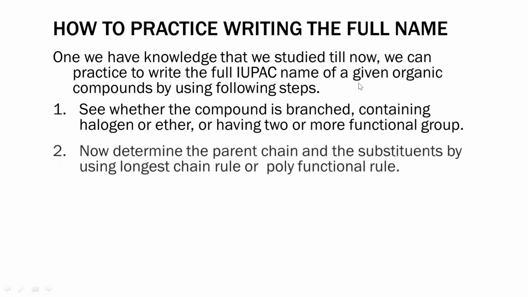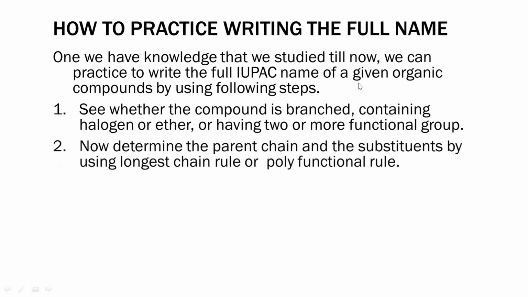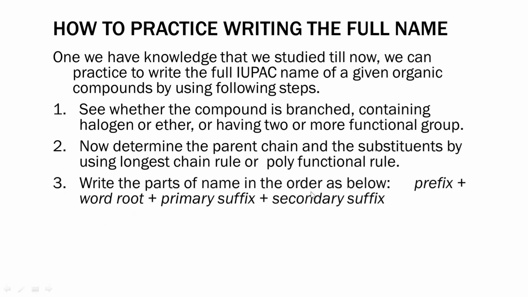Then now determine the parent chain and substituents by the longest chain rule or polyfunctional rule. So whenever we have a branched compound, then we use the longest chain rule to determine the parent chain and the substituent. And whenever there are 2 or more functional groups, you use the polyfunctional rule to determine the parent chain and the substituent. Alright, and if there are halogen and ether, also we use the longest chain rule to determine the parent chain and the substituents. Now after that, write the parts of the name in the order below.